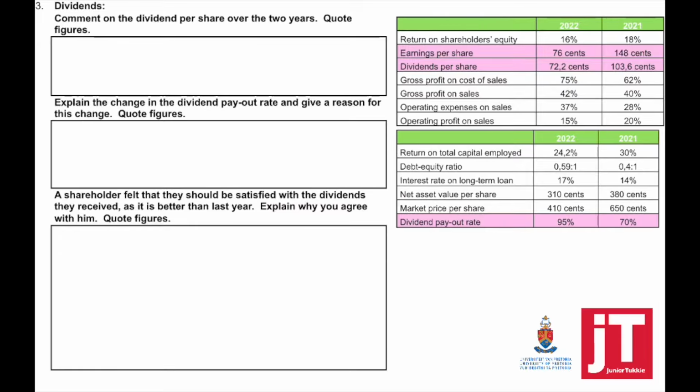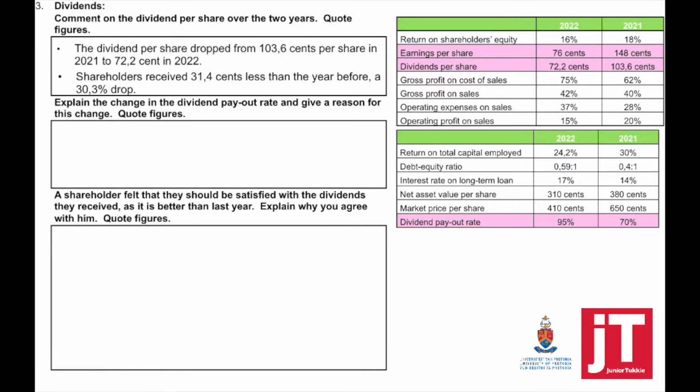Question 3, dividends. Comment on the dividends per share over the 2 years and quote figures. So if we look at dividends per share, what happened? It dropped from 103.6 cents to 72.2 cents. It means that we've paid out less in dividends.